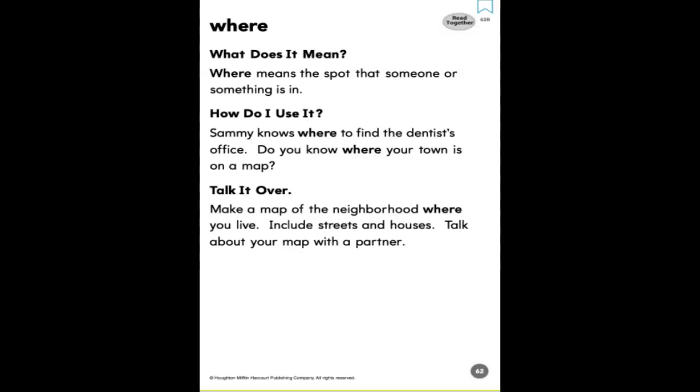Talk it over. So we're going to create a map of our neighborhood where you live. Include streets and houses. So in my neighborhood, I live right across the street from a park. So where do you live?